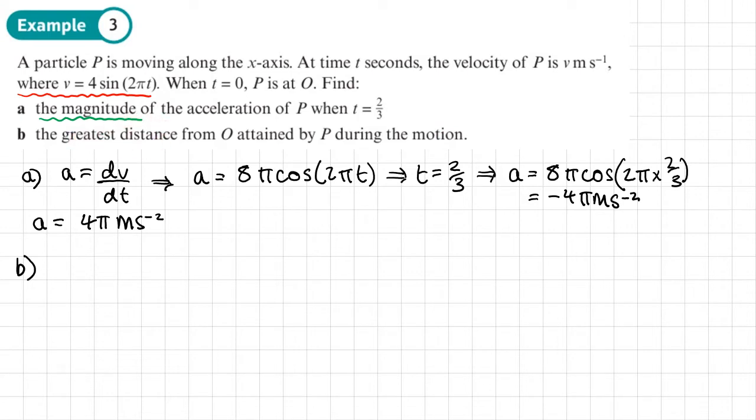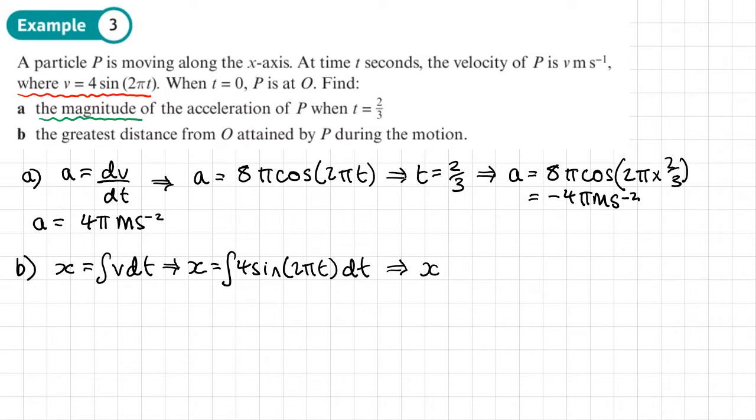So what we need to do to find the greatest distance, we need to integrate the velocity to find the displacement, so it's going to be like cos or something like that. So we're going to be integrating 4 sine 2 pi t with respect to t. That will give us, let's see, so we integrate the outside, that's going to become negative cos.